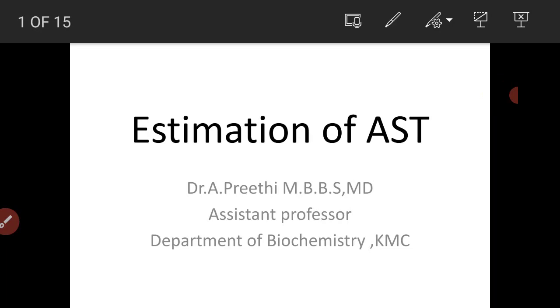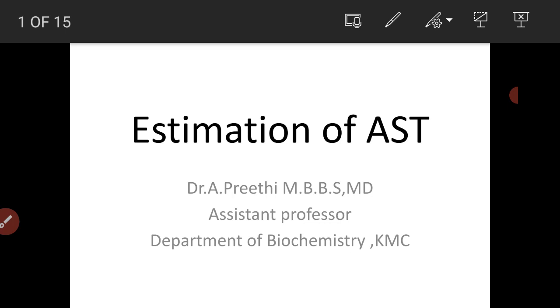In the previous sessions, you would have learnt about the estimation of glucose, urea, creatinine. In all these analytes, what we measured was the molecular concentration of those analytes. But whereas in enzyme estimation, we do not measure the concentration of enzymes, but we measure the enzyme's biological activity or the enzyme's catalytic activity.